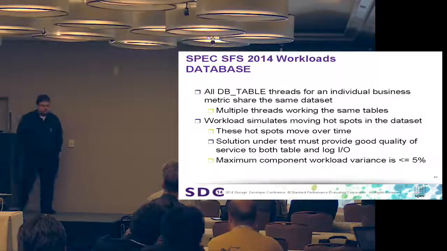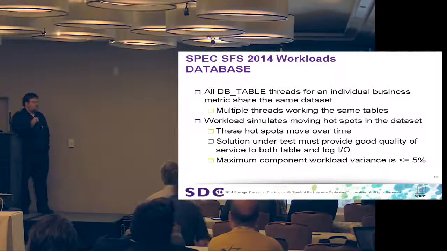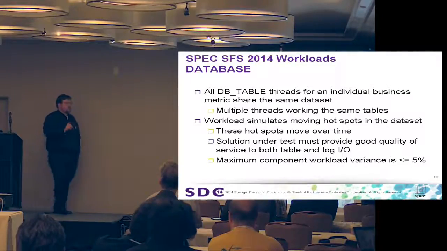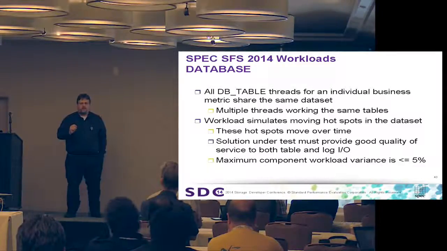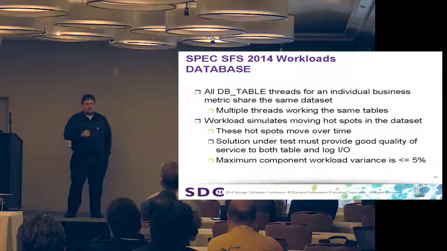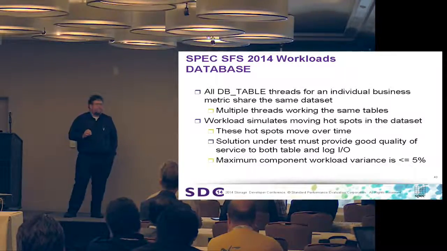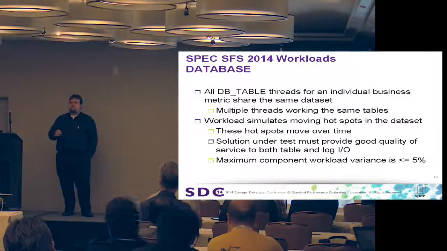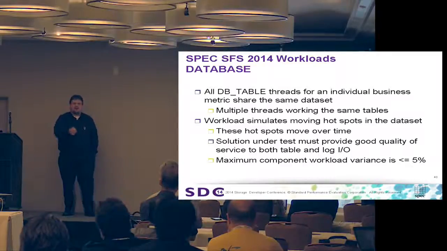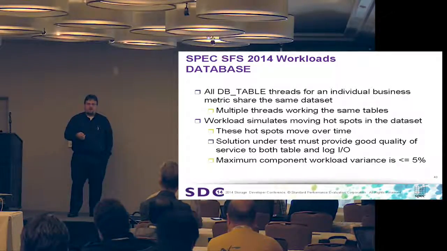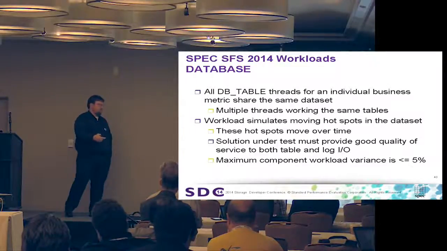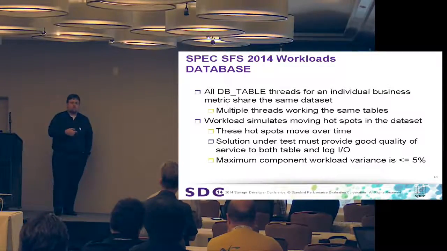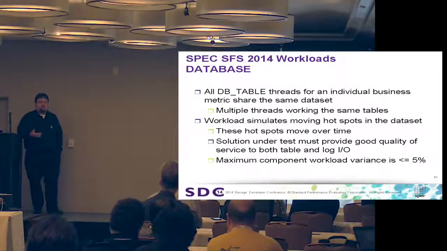This is also an interesting workload because for this workload, all of the database table threads for a business metric share the same data set. So this goes back to contention like you were saying. The same data set will be used by all, I forget how many threads now, but by all of the threads for a database table for a single business metric, they use the same data set. So multiple threads are working on those same files, which is what a database table would do. You'd have multiple threads working the same set of data.